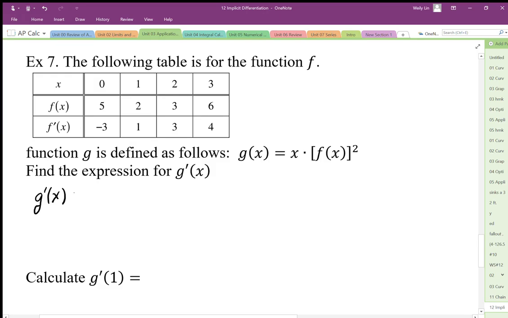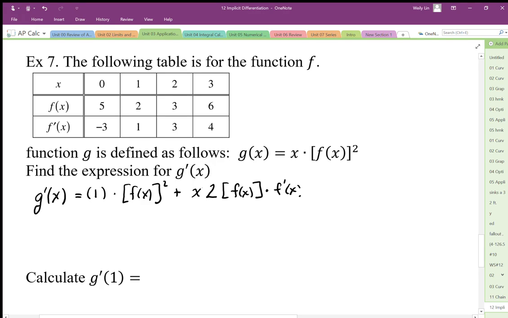So we're going to end up with, here we have a product. Okay, so here we're going to have 1 times f of x squared plus, then we're going to have to apply the product rule here. Because the squared is on the outside, this is an outside function, so we're going to have to differentiate the outside first, okay, and then apply the chain rule.